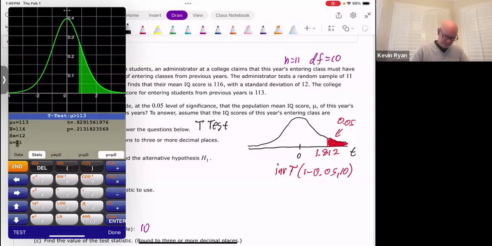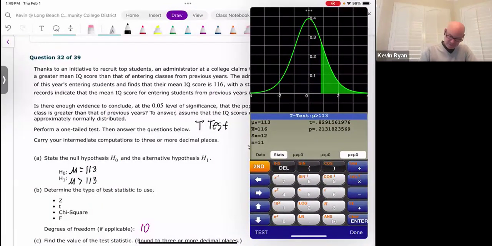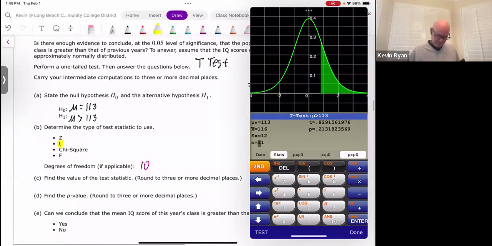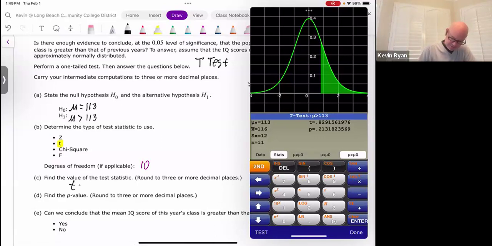All right. So this is a t-test. And the test statistic we have right here, so this is going to be t is about 0.829. The p-value, actually, I don't need that. 0.213, yeah.